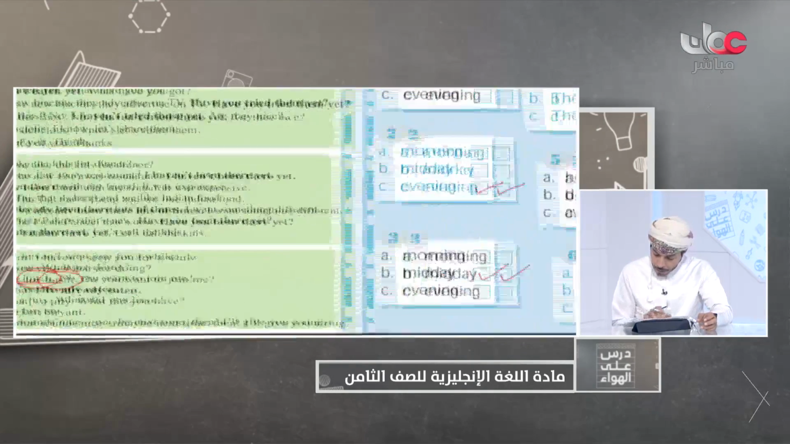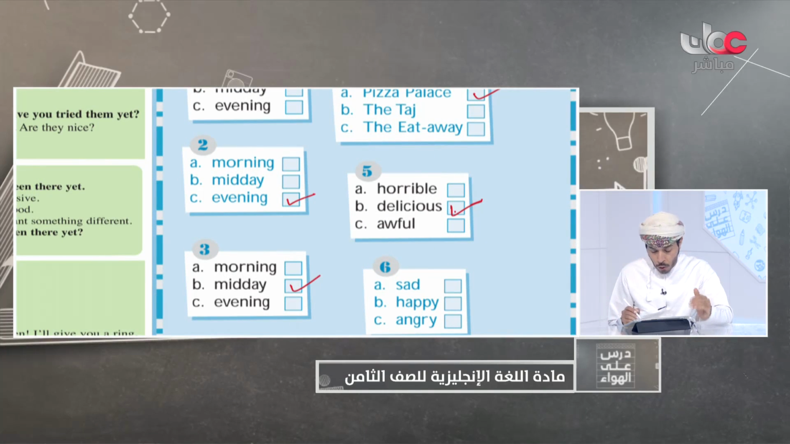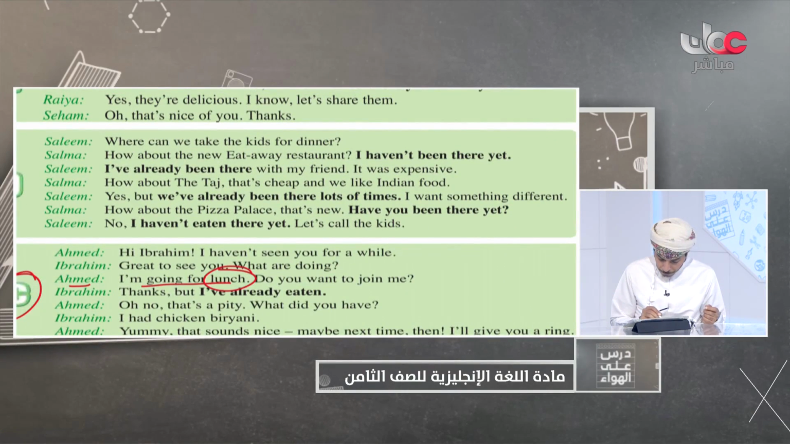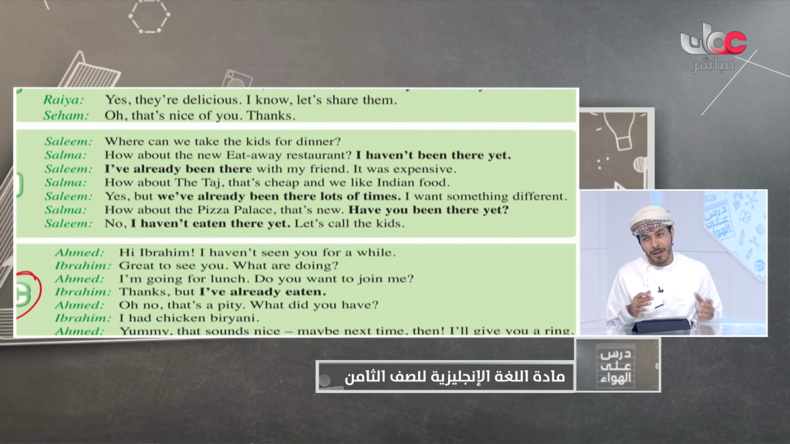Okay, the choices are, or the options: sad, did he feel sad, or did he feel happy, or did he feel angry? Good. So when we see the conversation, Ahmed said, I'm going for lunch. I'm going for lunch. Do you want to join me? Thanks, but I have already eaten. Ibrahim told him that I have already eaten.